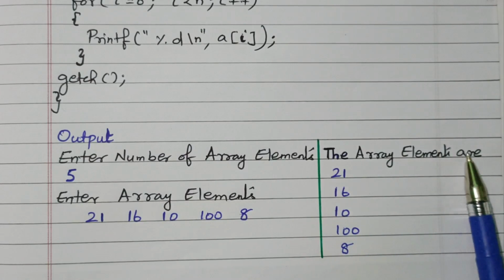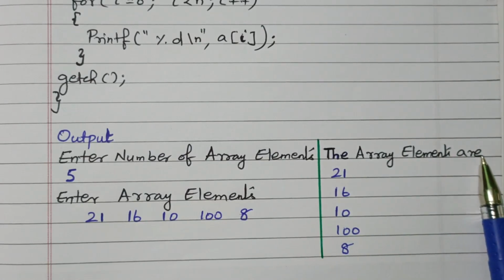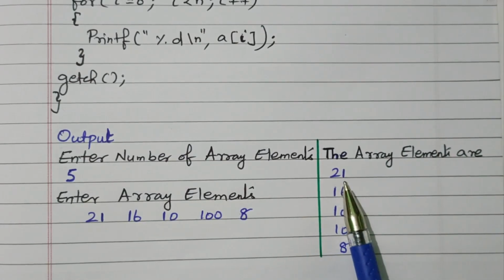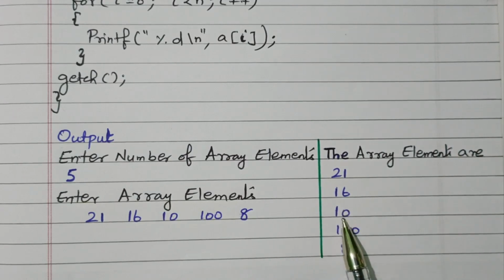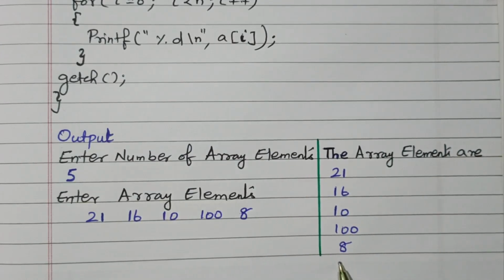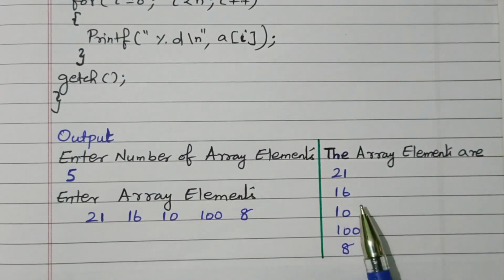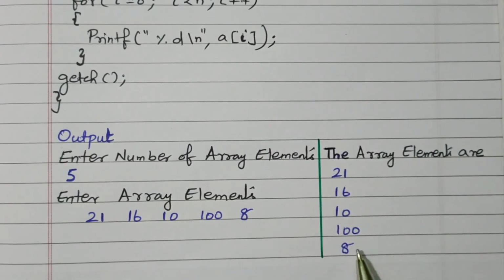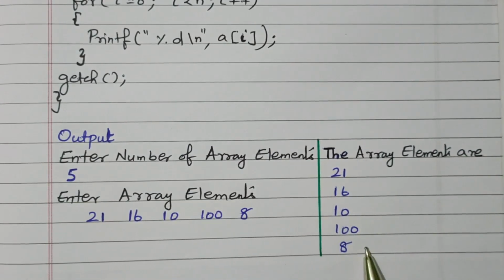The array elements are: so we use \n, so it will go to the next line. It will print the first number 21. There also we use \n, so it will go to the next line, and the new line is printed. So the array elements are 21, 16, 10, 100, 8. So this is the output of the program.